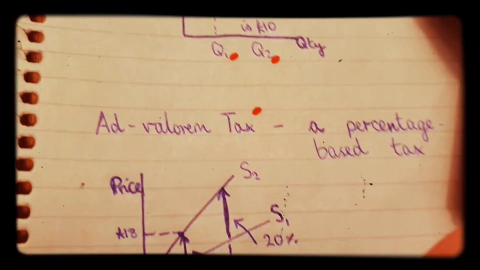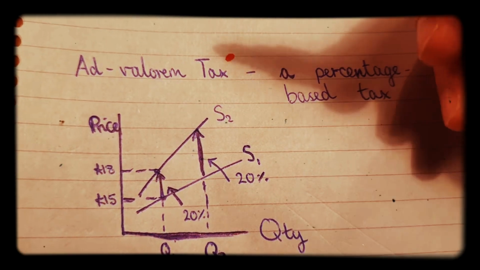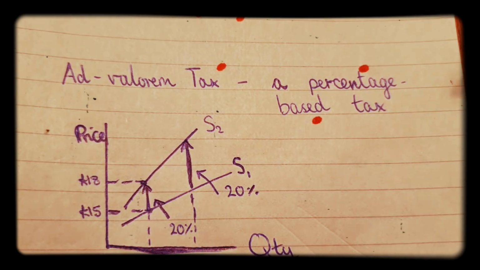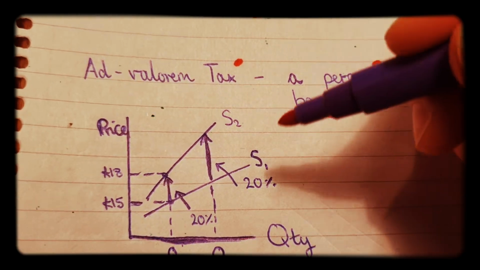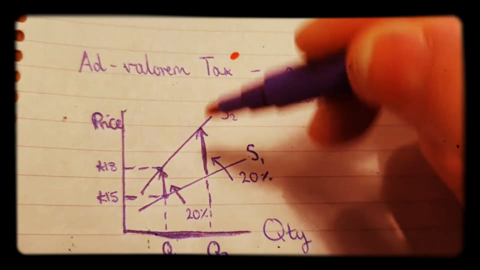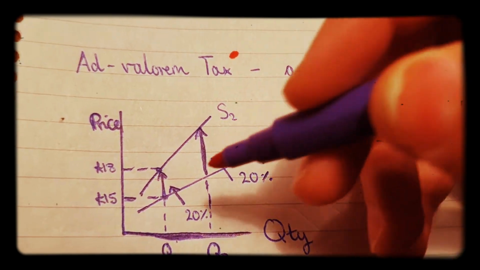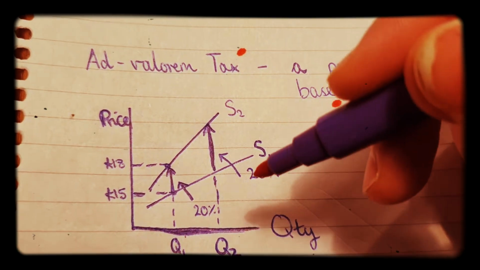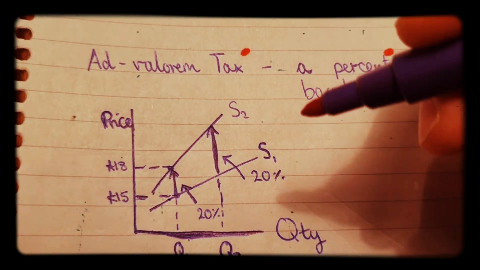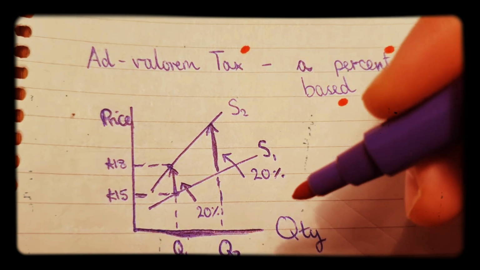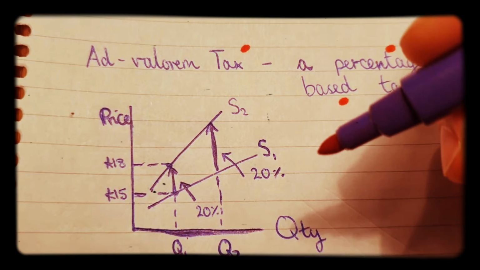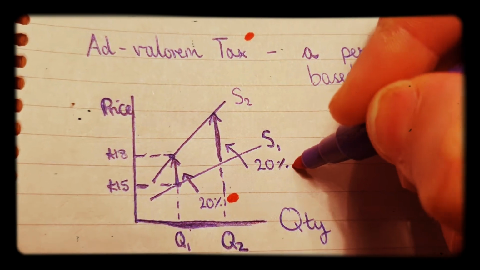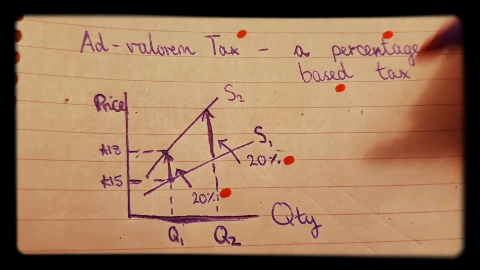Now that's a little bit different to an ad valorem tax. An ad valorem tax is a percentage-based tax. In this case we have the supply curve shifting to the left, again, just like above. However, the gradient of the new supply curve is a lot steeper compared to the old supply curve. That's because it's not a fixed amount of tax, e.g., £3 per unit. It's actually a percentage-based tax on the price. So the more the price is, the more you'll pay.